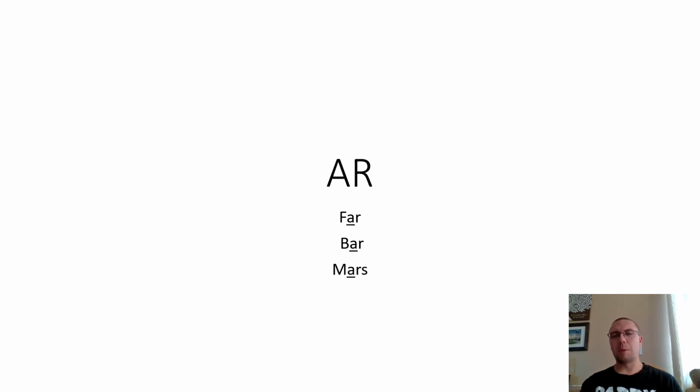So now we're going to talk about AR. For this sound, we usually use the same sound as the ah sound in father. So for example, we have far, bar, Mars, all vertical sounding, having the mouth go ah: far, bar, Mars.